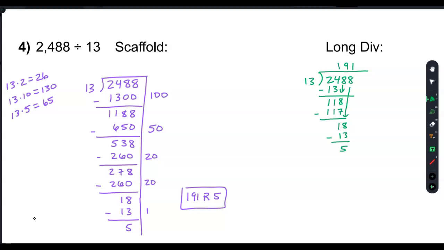13 doesn't go into that. There's nothing else to bring down. Nothing that's missing where I have to put in a 0. So this is 191. Remainder, gosh.